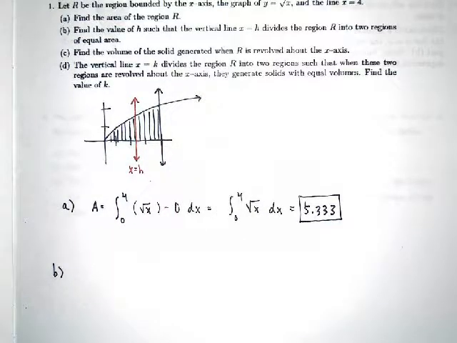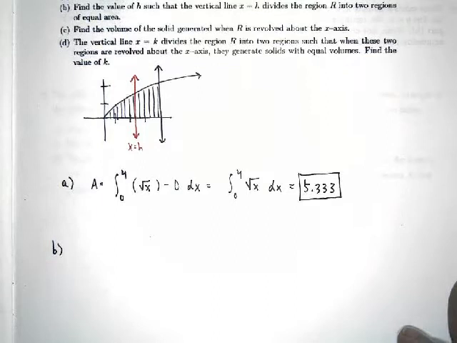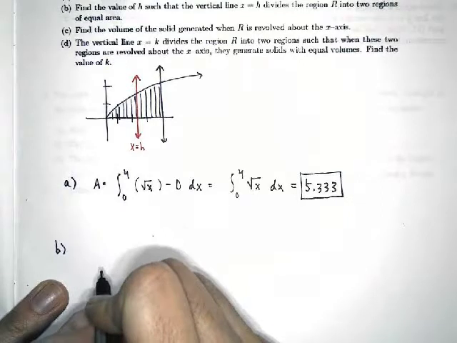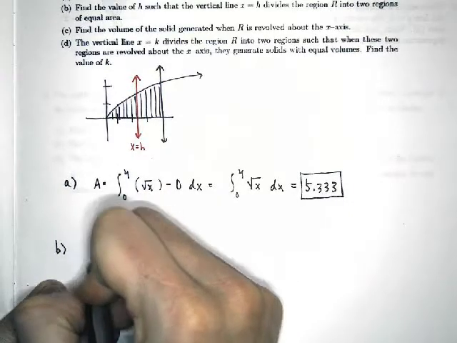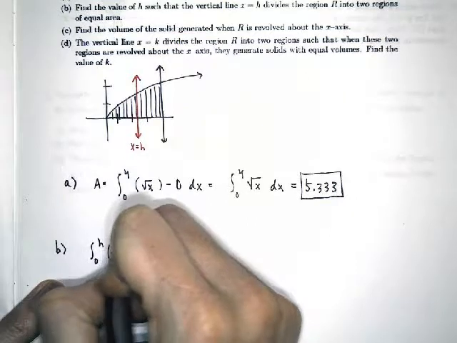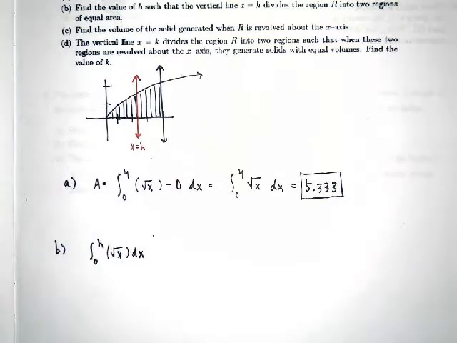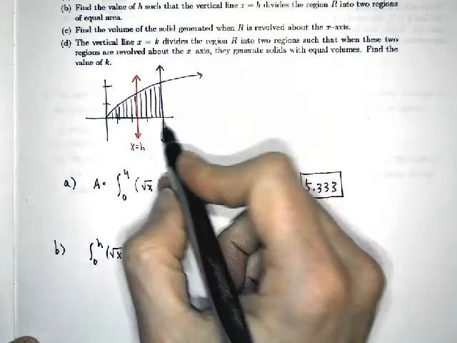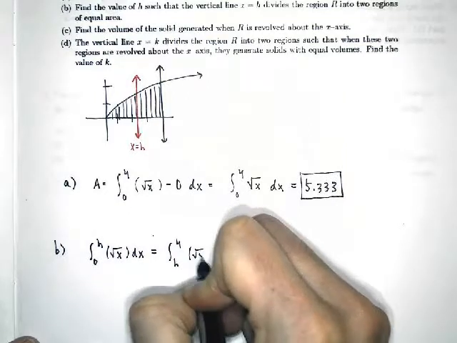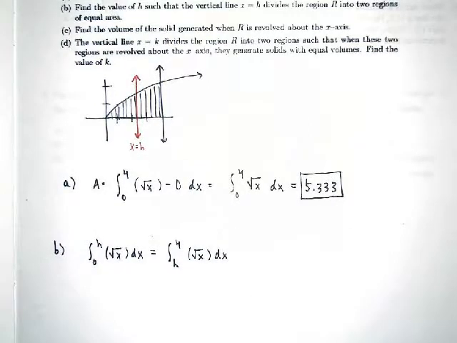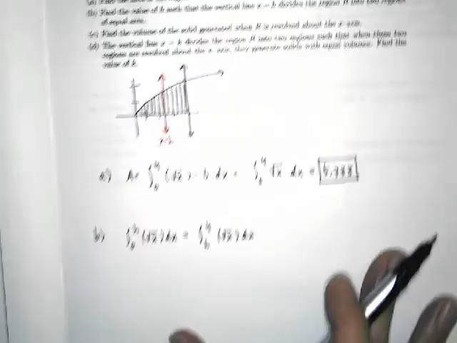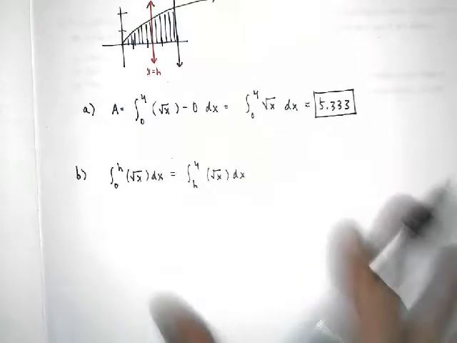So there's 2 ways I can go about this. But here's how I'm going to set it up. I know if those regions have to have equal area, then I know that the integral from 0 to h of the square root of x dx has to be equal to the integral from h to 4 of the square root of x dx. Right? That's telling me those integrals are comparing those areas, and so if I set that up, I know those areas are going to be the same.